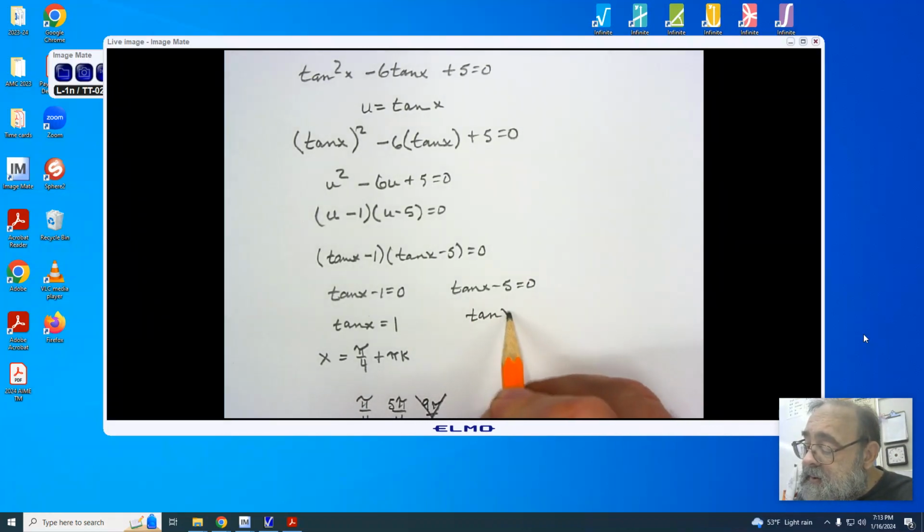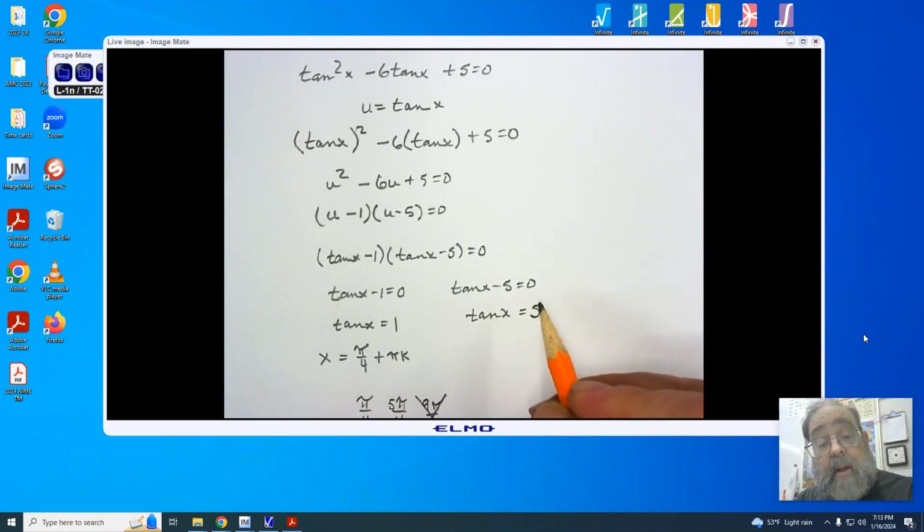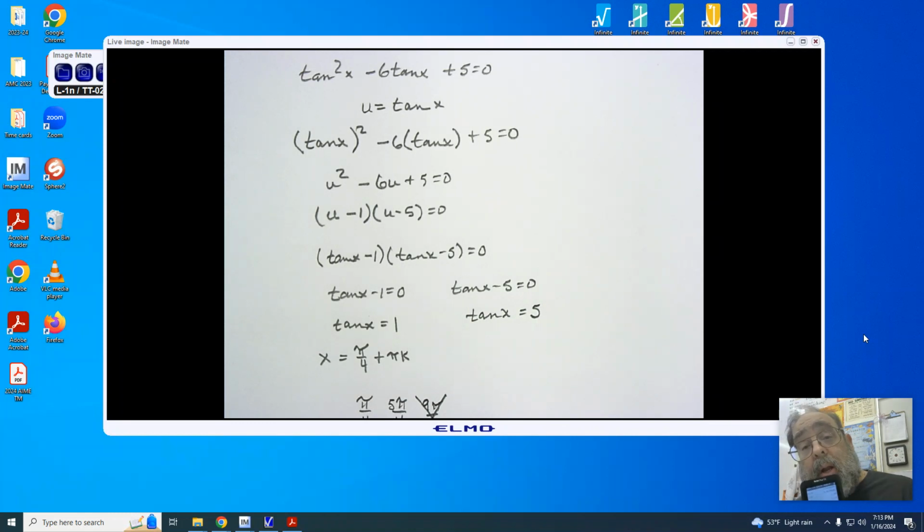Tangent of x equaling 5. This is where we have to use our calculator. So I'm going to be in radian mode. So make sure you're in radian mode. Let's put in mode.